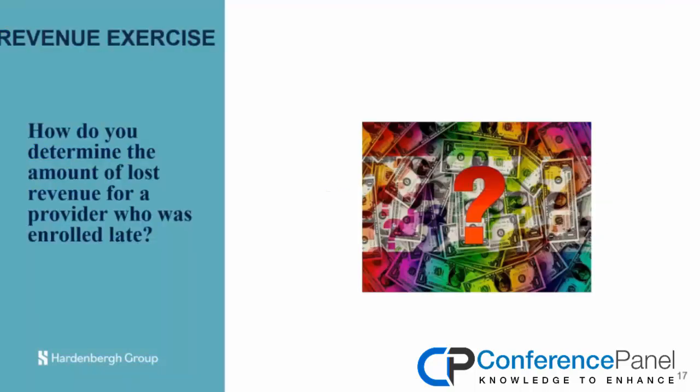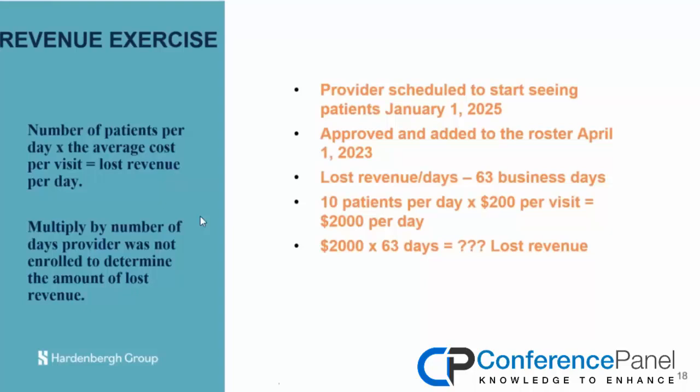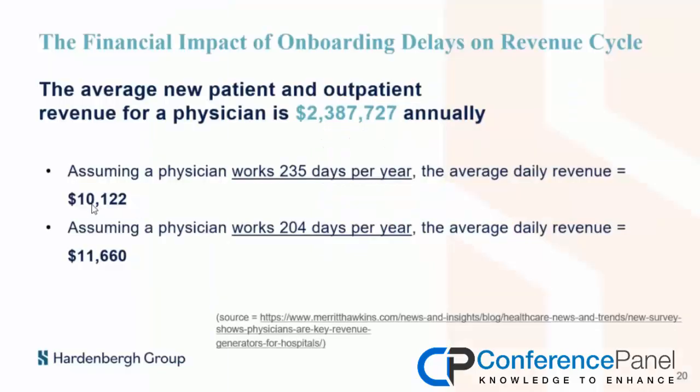Revenue exercise to determine the amount of lost revenue for a provider who is enrolled with the health plan 3 months after their start date. Okay, so we're going to say the provider was scheduled to start seeing patients January 1, 2025. They were actually approved and added to the health plan's roster April 1, 2025. So their lost revenue days was actually 63 business days. The average daily revenue would be between $10,000 and $11,000.